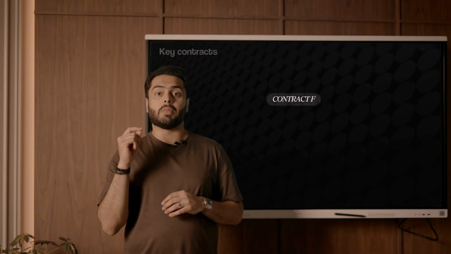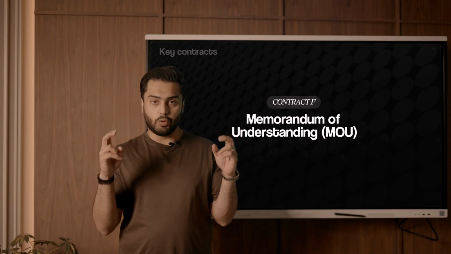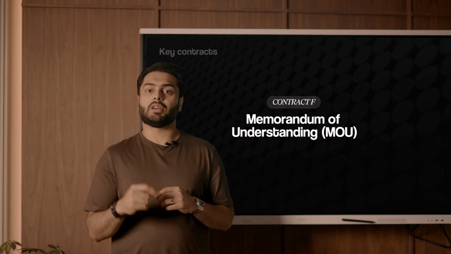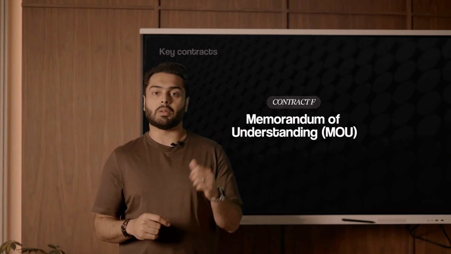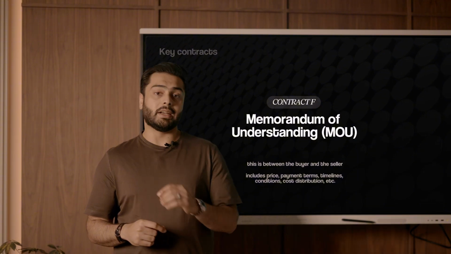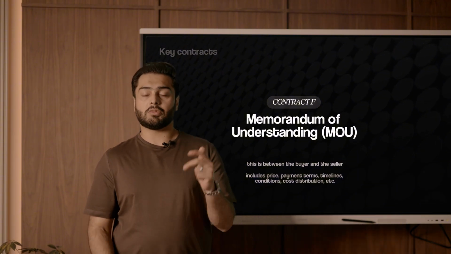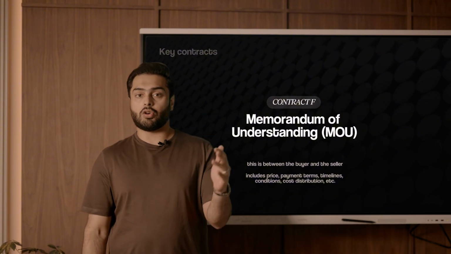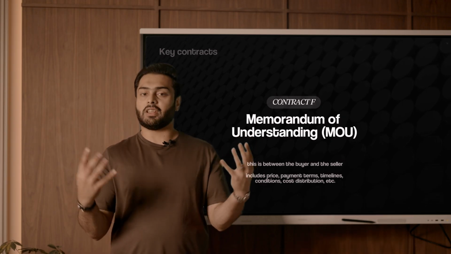Contract F, memorandum of understanding, MOU. This is the most important contract that is signed between the buyer and the seller. It includes price, payment terms, timelines, conditions, cost distribution, everything basically. This is where the deal is actually agreed and signed.